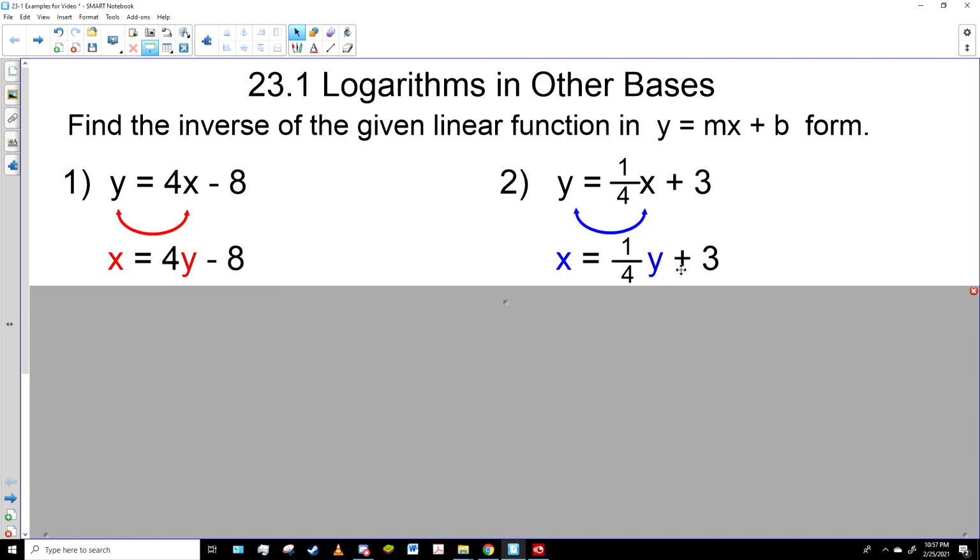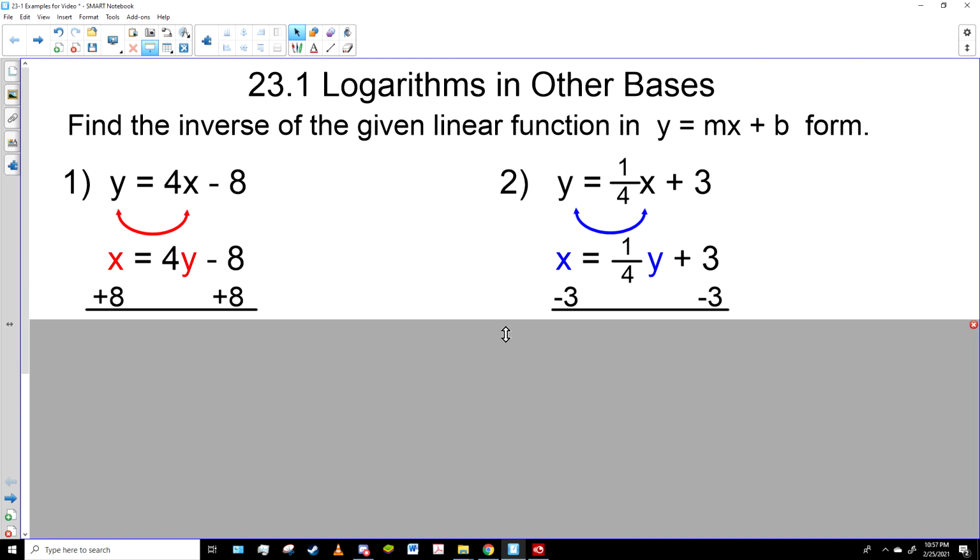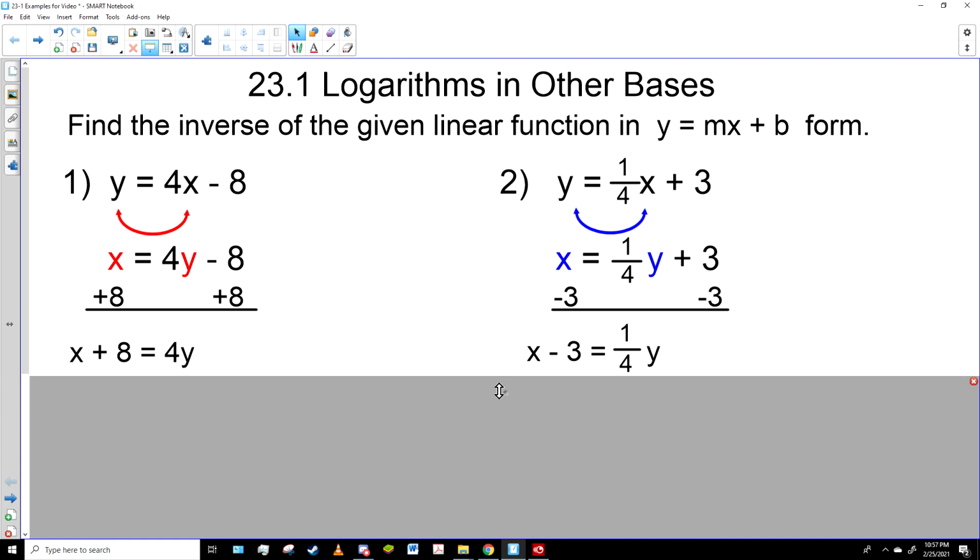Over here, I need to get rid of the plus 3. So I get rid of an add 3 with a subtract 3 from both sides, like that. And that will give me this. And now to solve for the y, to continue, I need to get rid of this times 4, 4 times y. I undo multiplication with division. So I'm going to divide everything by 4.